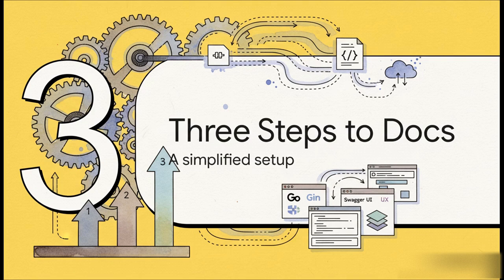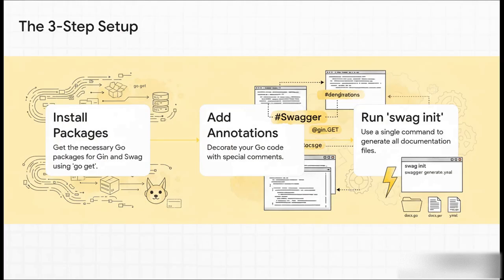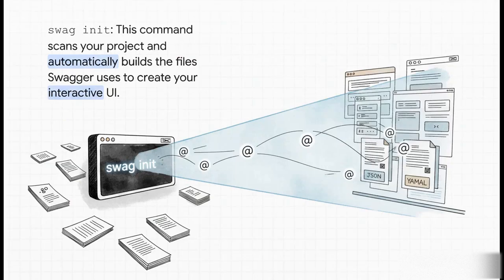Okay, so how do we actually make this happen? You might be thinking it's going to be super complicated, but it's not. The whole thing really just boils down to 3 simple steps. Here we go. Step 1, install a couple of packages with go get. Easy enough. Step 2, you sprinkle some special comments, we call them annotations, right into your code. And step 3, you run one little command to generate everything.